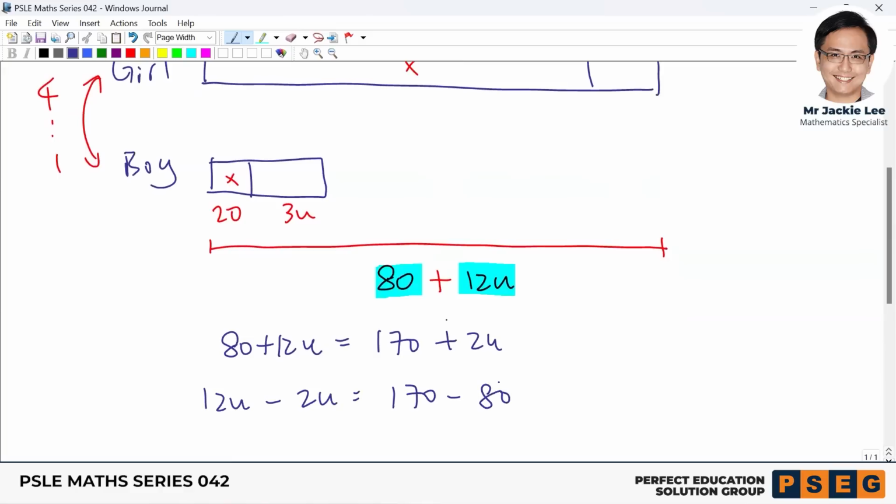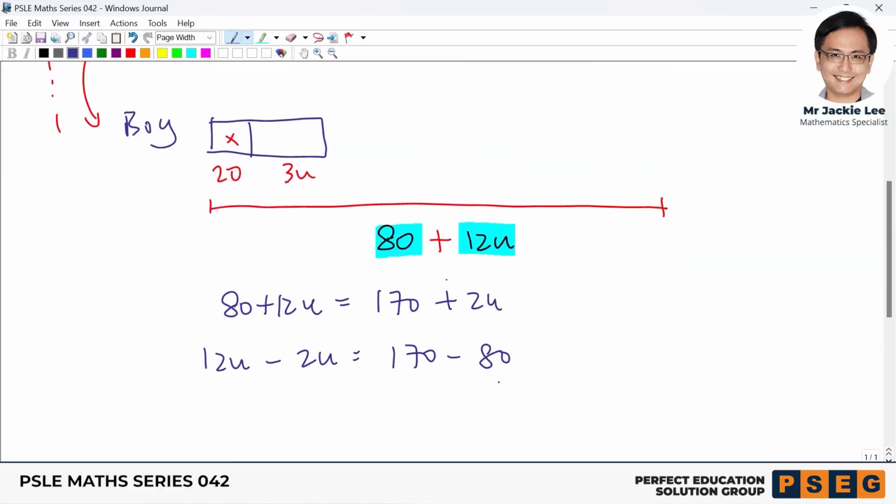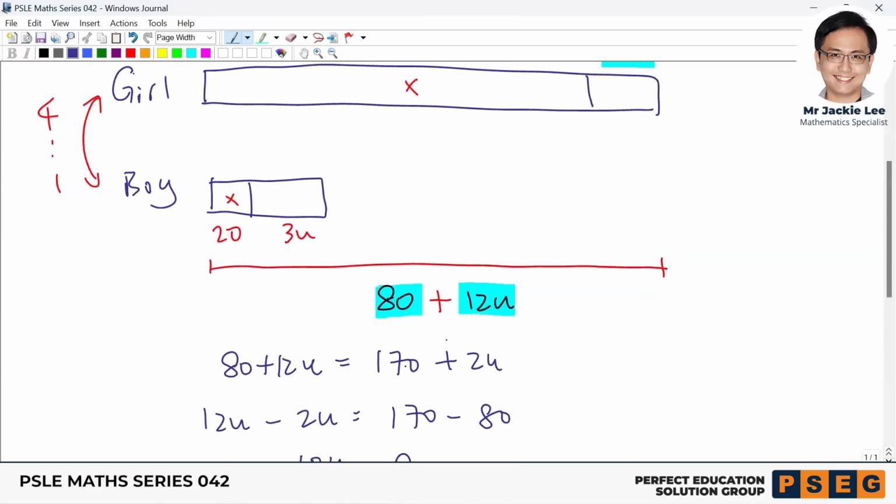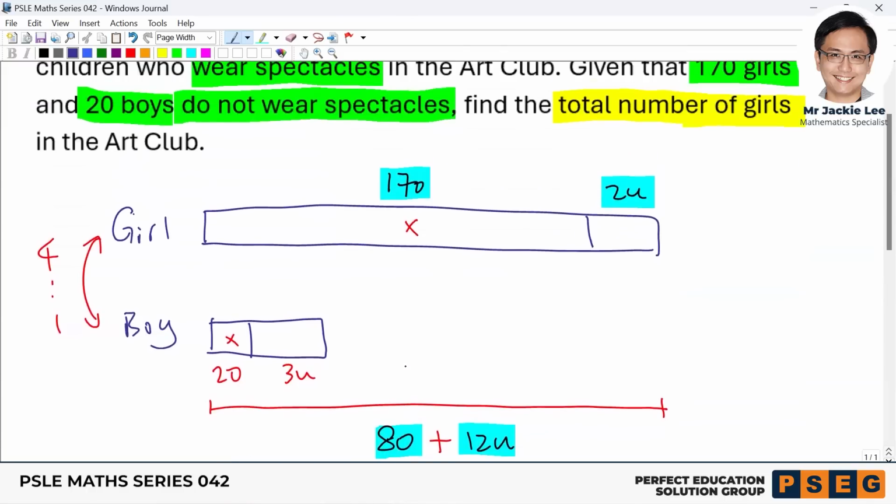So the 2u goes to the left and becomes minus 2u, 80 goes to the right and will be minus 80. Am I right? So therefore, this is 10u, this is 90. Then both sides divided by 10. I think 1u is just 9 only. All right, 9 only.